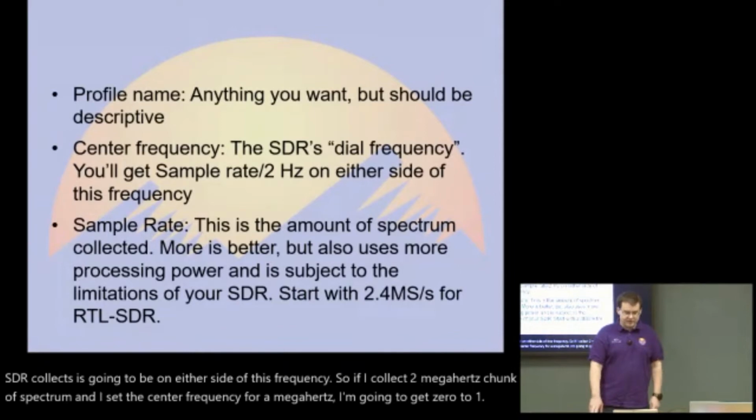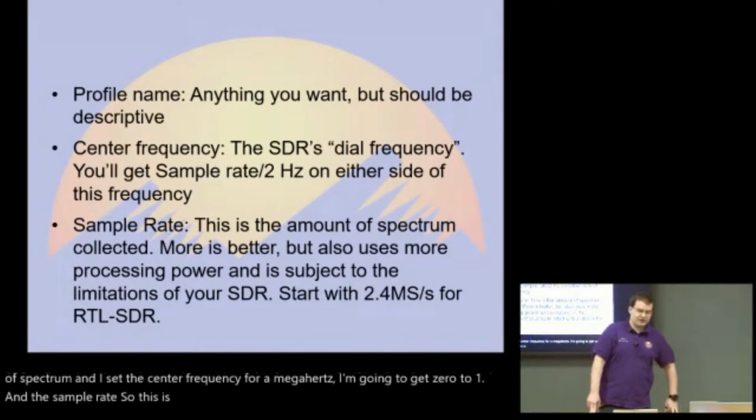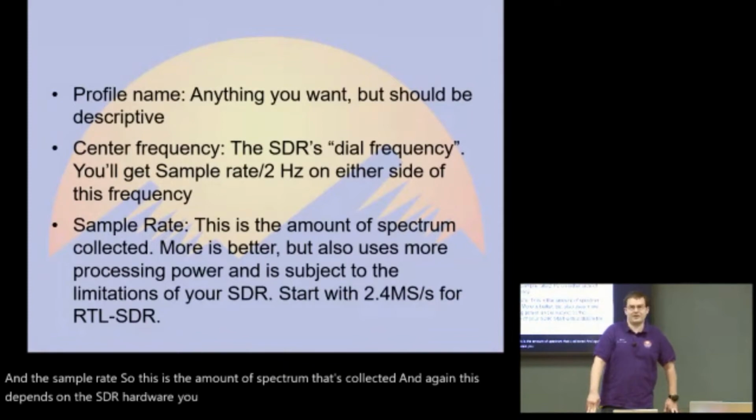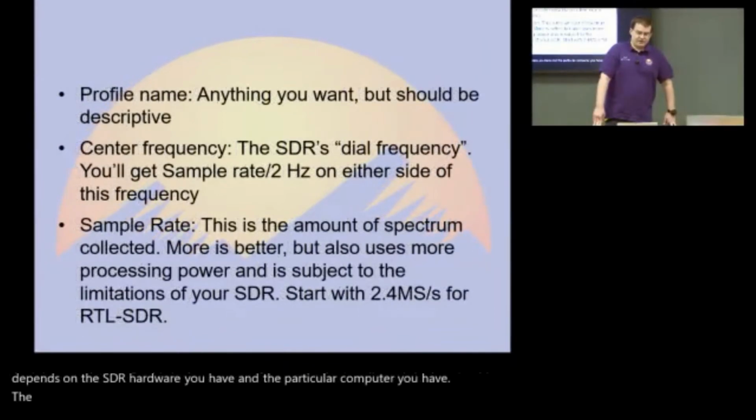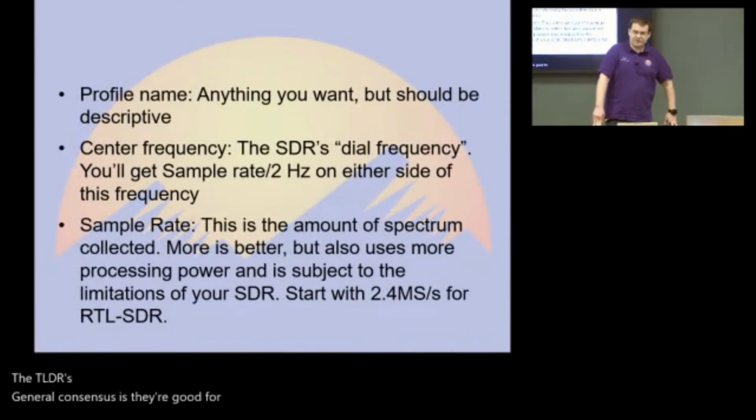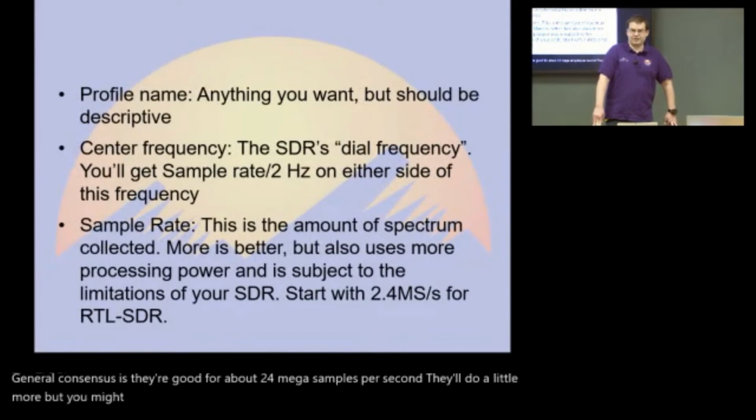And the sample rate. So this is the amount of spectrum that's collected. And again, this depends on the SDR hardware you have and the particular computer you have. The RTL SDRs, general consensus is they're good for about 2.4 megasamples per second. They'll do a little more, but you might start dropping packets on the USB bus. So you might see holes in your data.